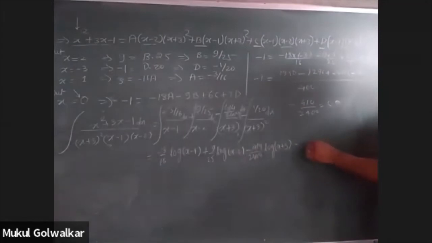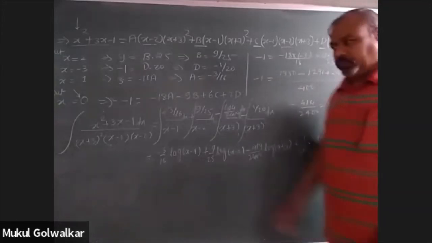minus 1 by 20, which is outside, and when we integrate x plus 3 whole square, it gives you minus of 1 upon x plus 3. Okay, so minus multiplied by minus will make it plus. And plus the constant of integration that we can write.